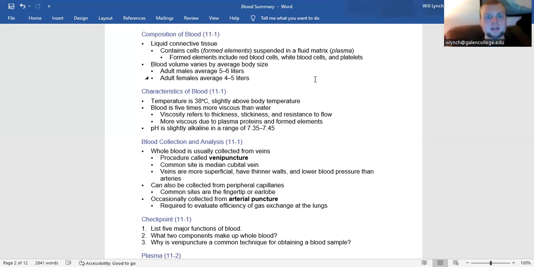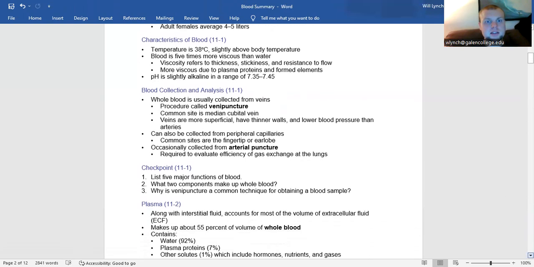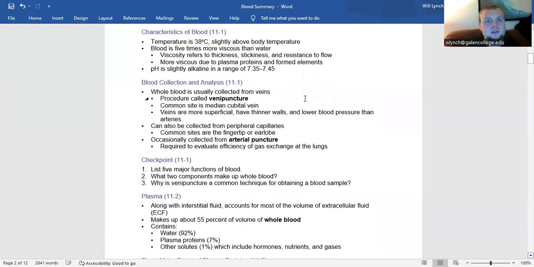To collect blood and to analyze blood, we are going to get blood from veins. During venipuncture, we typically use a vein that is going to be very superficial and easy to access. A common site is going to be the median cubital vein in the fossa of the elbow, or the divot of the elbow. We're going to do this for large blood draws.